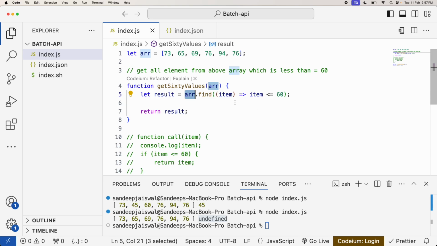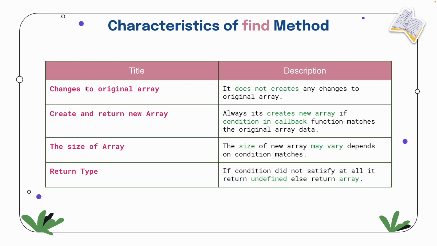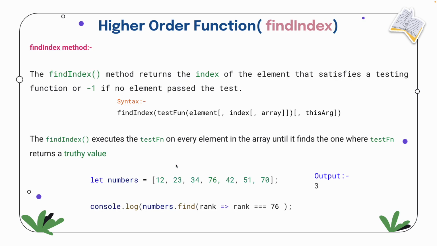Understood? So now find, changes to original array, never. Returns a new array, we can't say. Sometimes it returns a new array if it is an array, sometimes it won't return, right? Because this is wrong. This is written wrong, right? It returns whatever the data type is there in the element in the array. Size of the array, no, it's not there. Return type will always be based on undefined, or else it returns not an array. It's written wrong here, okay? We need to correct it. Understood? Find? Easy peasy? Okay.